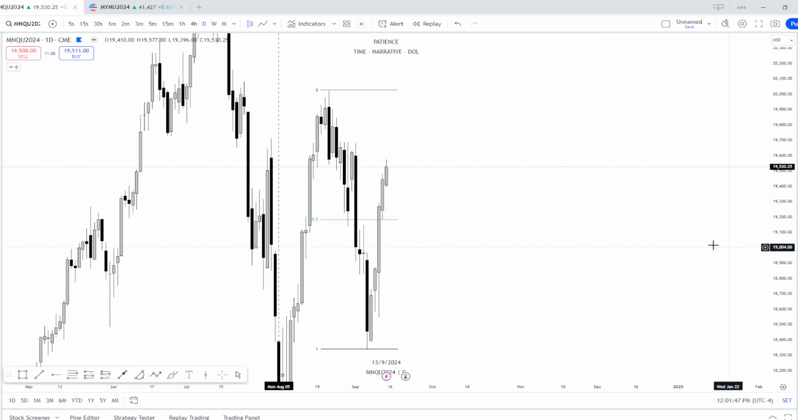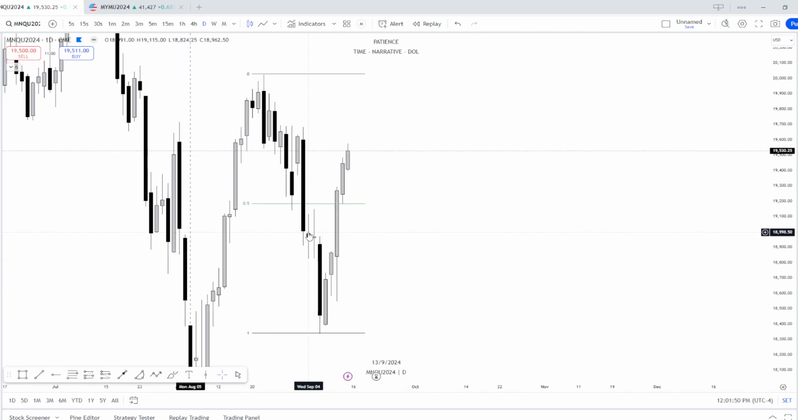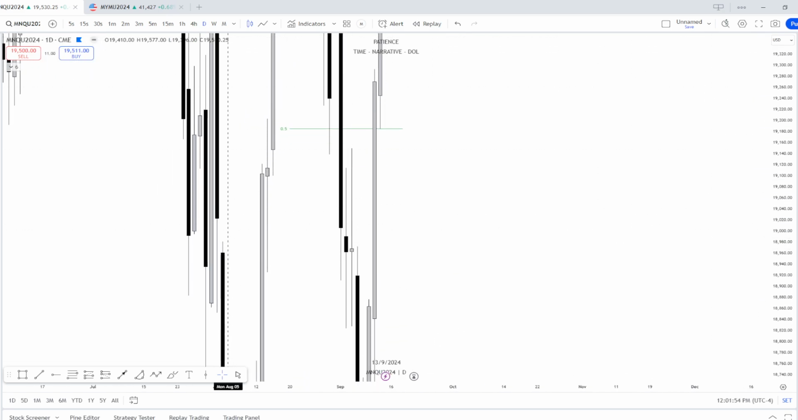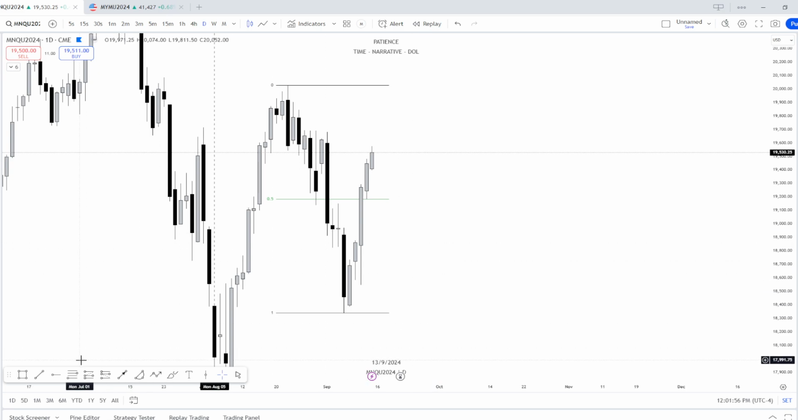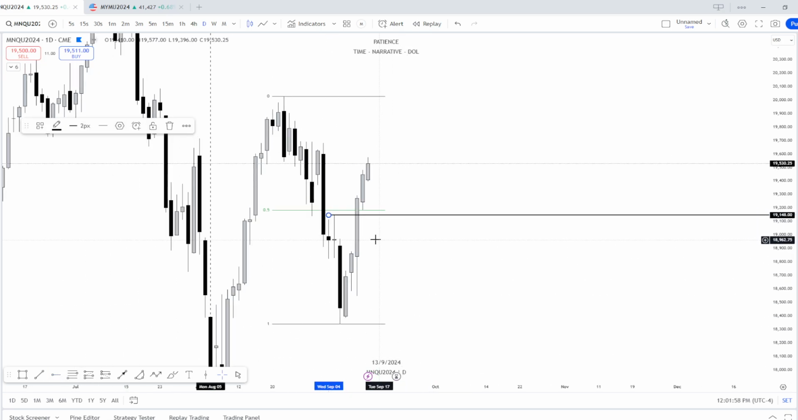For example, this high, if you can see, we had this move down, and then we had this move up. It's a very tiny candle, but it was a move up candle. So this is a high. This high got completely disrespected, and this was underneath the 50% of this price range.